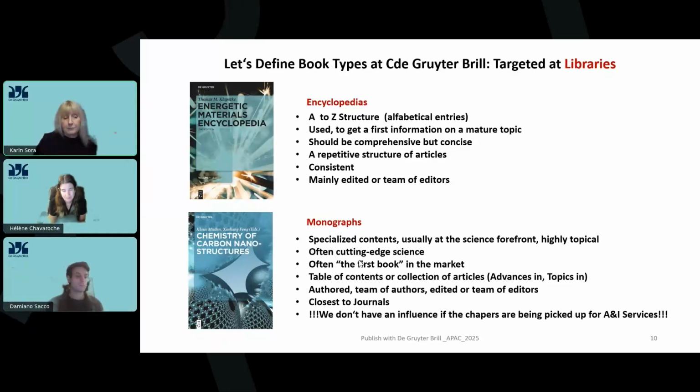But I have to also say that we don't have an influence on whether the chapters are being picked up by abstracting services. So we are forwarding all our publications, but it's their decision whether they are going to pick it up for abstracting and indexing.